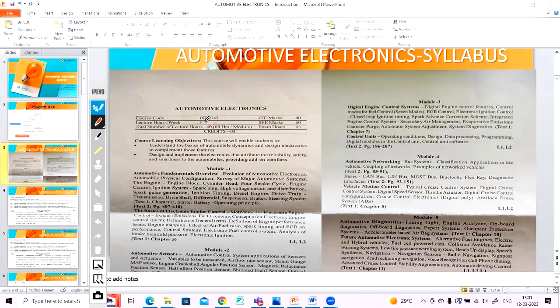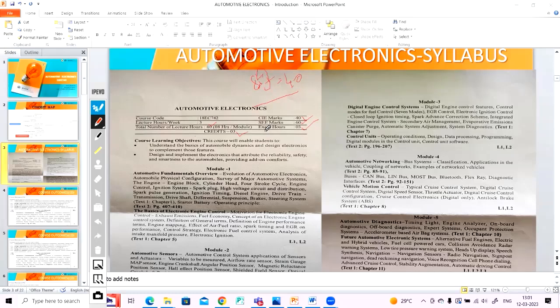Per week the lectures will be at least 3, and CIE marks are 40, SEE marks are 60, examination duration is 3 hours, and the credits are 4. That's why it has been framed with 40 hours here. So 8 into 5 is 40. Each module has to be framed with 8 hours here.